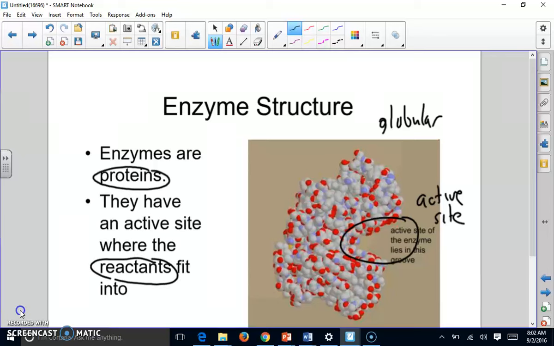Substrate is another word for reactants. It can fit into the active site. And in this active site, the enzyme is going to bring the two substrates together to do a reaction. It's in this location that, because you're bringing the substrates together, the activation energy is lowered.